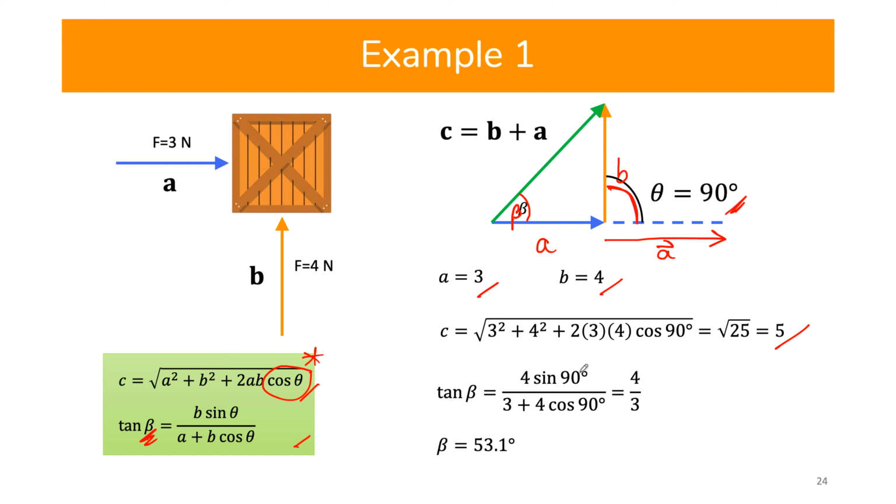So B is 4, sine theta, theta is 90 degrees, over A, which is 3, plus B, which is 4, times cosine theta, which is 90 degrees. Sine theta is 1. Cosine 90 degrees is 0. So there you have it. Tan of beta is equal to 4 over 3, and this is the familiar angle of 53.1 degrees. So this angle tells you the direction of the vector C with respect to vector A. There you have it. We now answer the question.